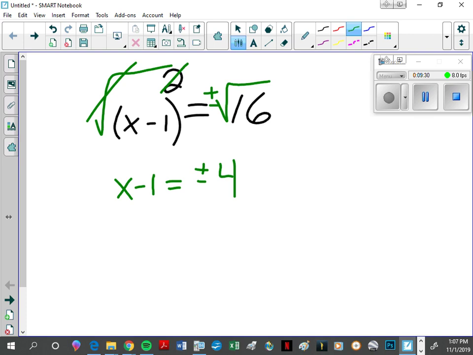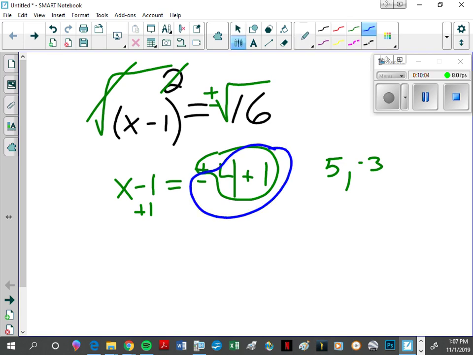Now here's where it gets weird. Add 1, and I get, don't say plus or minus 5. That's a really, really common mistake. So there are two answers, and they're not the same number. 5 and negative 4. Or no, not 4. Sorry. 3. So we do 4 plus 1 and negative 4 plus 1. So my plus or minus has now split into a 5 and a negative 3.